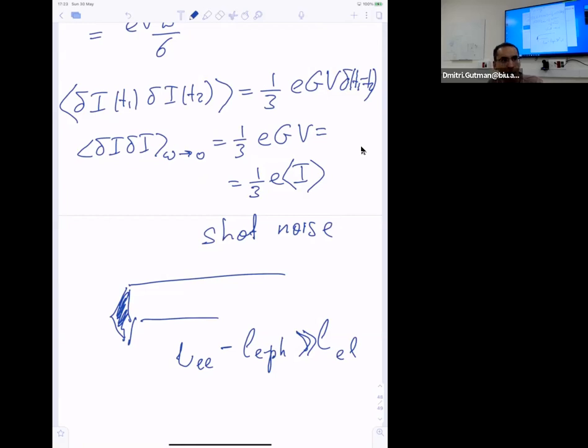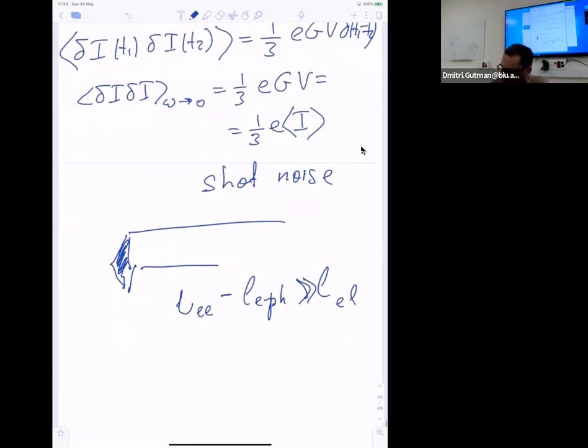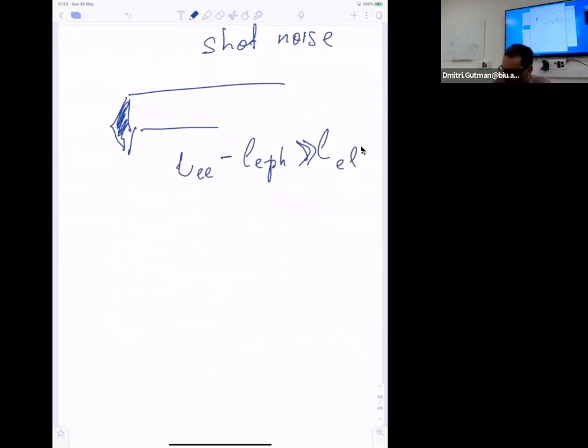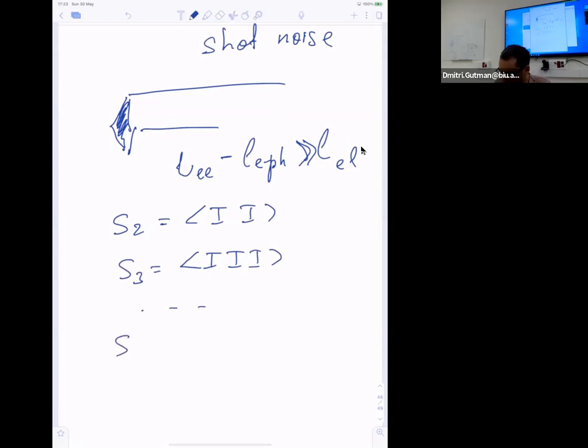Okay, you can also play with this approach a bit further and learn how you extract not only the second cumulant. So here we discussed the second cumulant of current. And apparently you can extend these ideas to get any cumulant. This is quite nice. This goes beyond textbook.